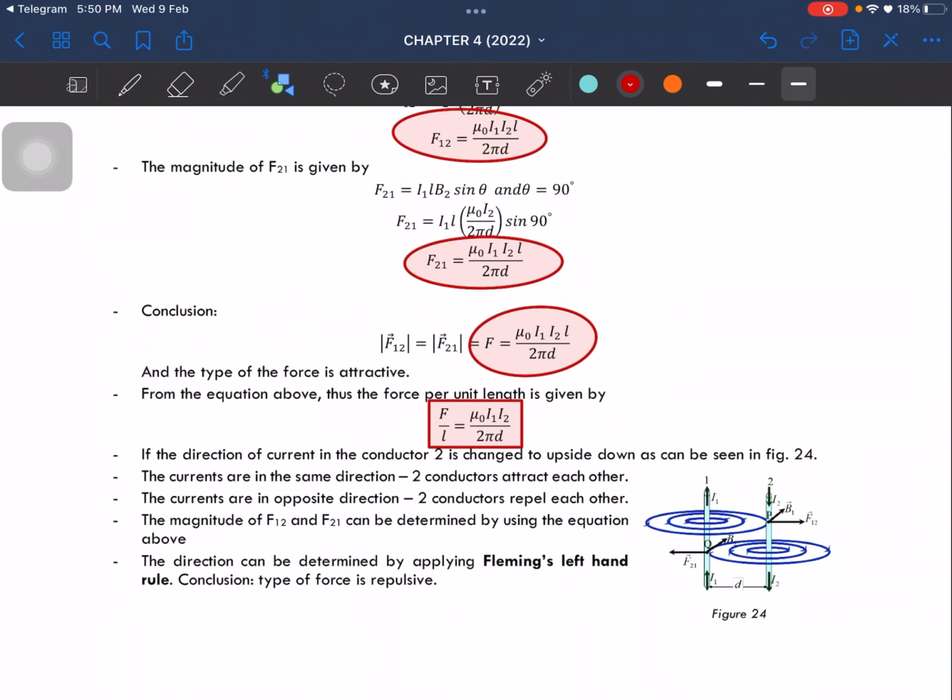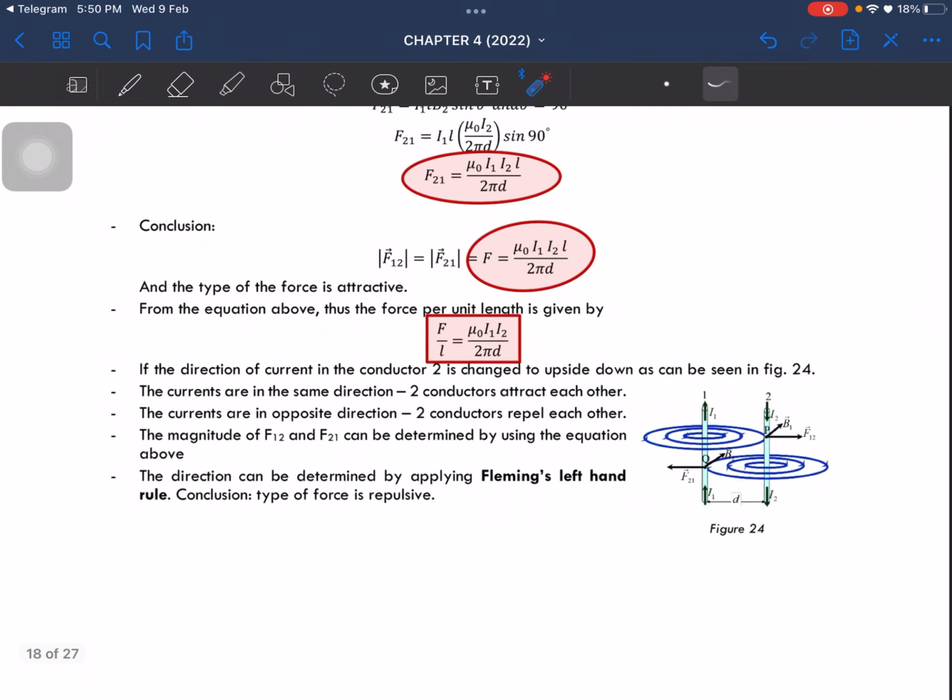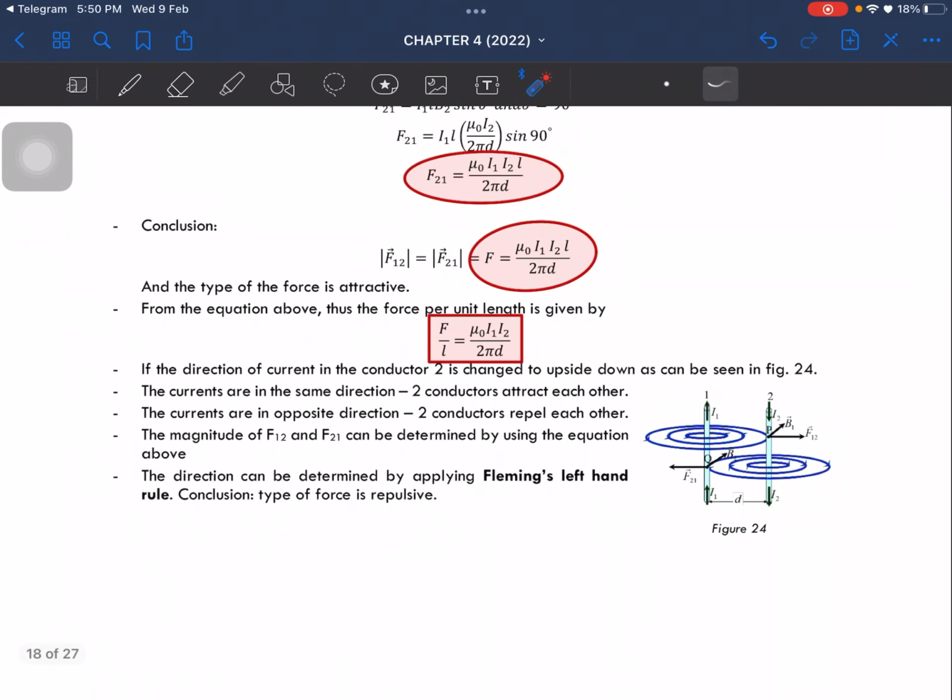So if the direction of the current in conductor 2 is changed to upside down, so the direction of the current for this wire is in the opposite direction, the conductors will be repelling each other. The magnetic force will repel each other. If they are in the same direction, they will attract each other.